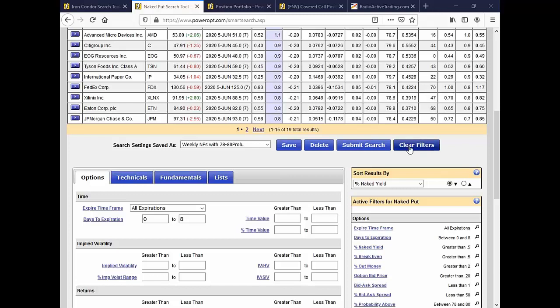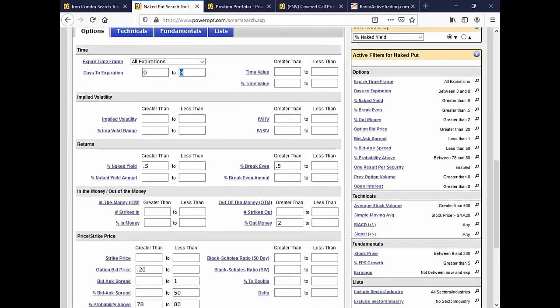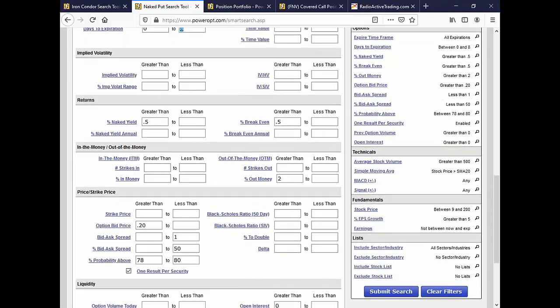Or you could clear the filters and create your own search. Just set the time frame to 0 to 8 days. Don't limit a stock list. You'll be looking across the universe of all weekly options at any time. And you can always put in 78 to 80 as well. Okay, that's in the probability above filter.